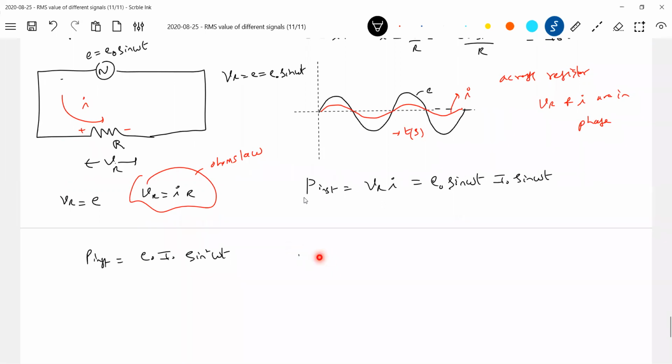Before average power, let me expand this. It will be 1 minus cos 2 omega t. Very important. Try to see this. Which power is very important, instantaneous power or average power? Suppose an electrical meter, what will it read, instantaneous or average? It has to read average, no?